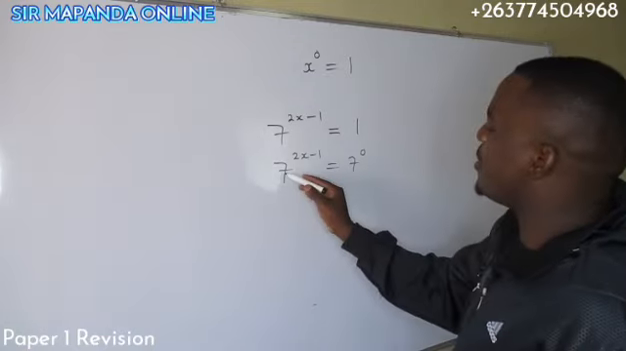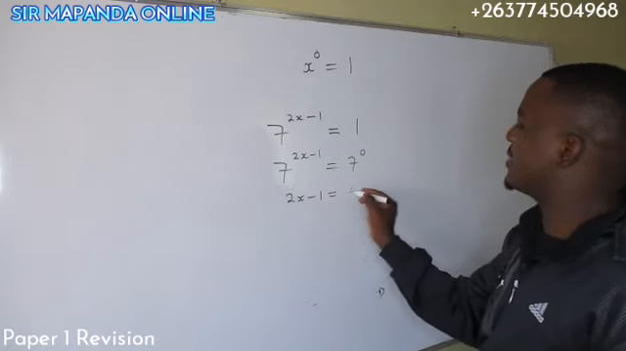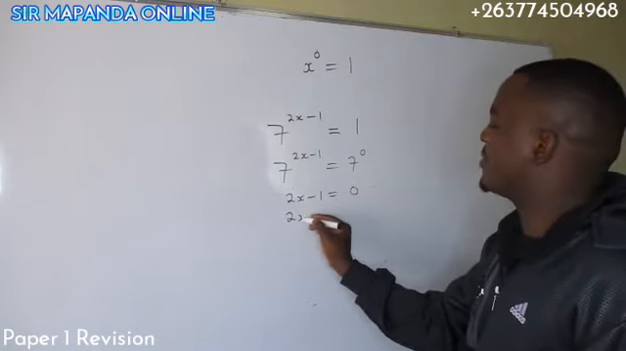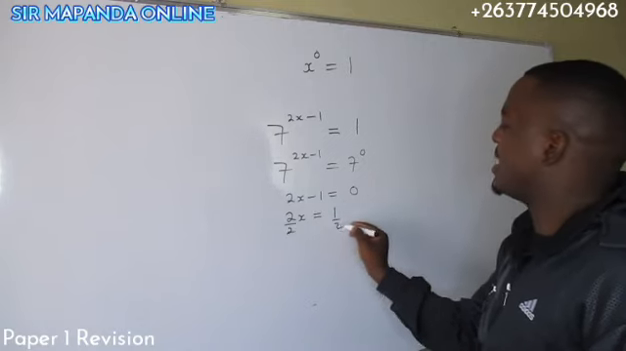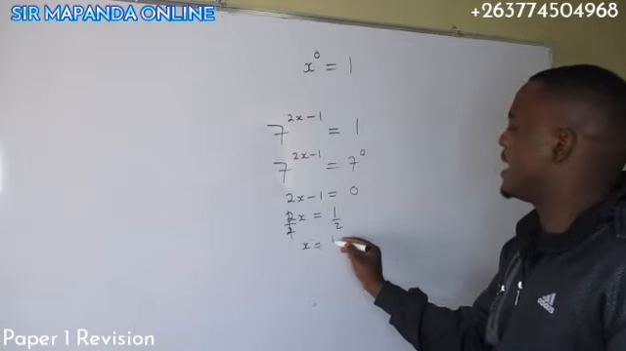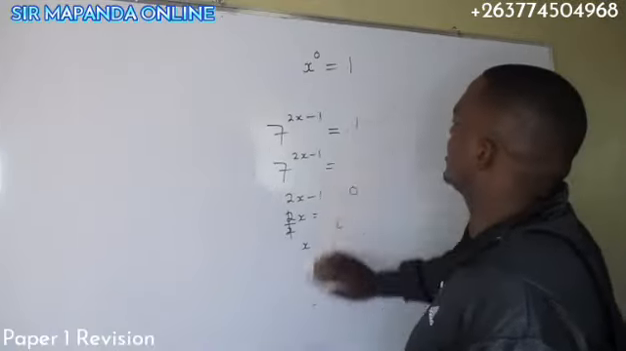Now that you have a common base, which is 7, you now have 2x minus 1 is equal to 0, which is 2x is equal to 1. Divide both sides by 2. You get x is equal to 1 over 2. I hope you are following.